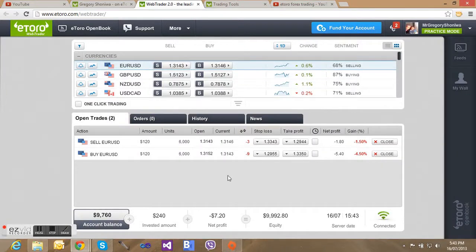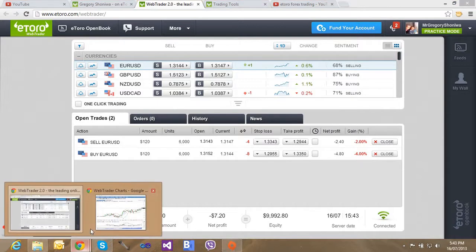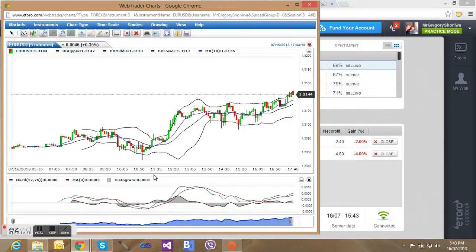The good thing about Etoro, it's not going to eat your money like binary options, where if you just miss the mark, your money is gone, 50-50. You can keep the trades in as long as you want. You've got some overnight costs, some benefits, things like that.